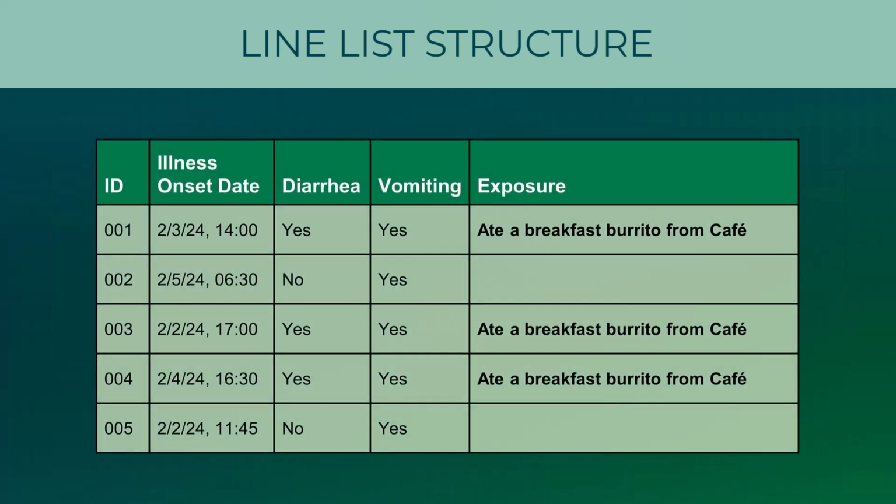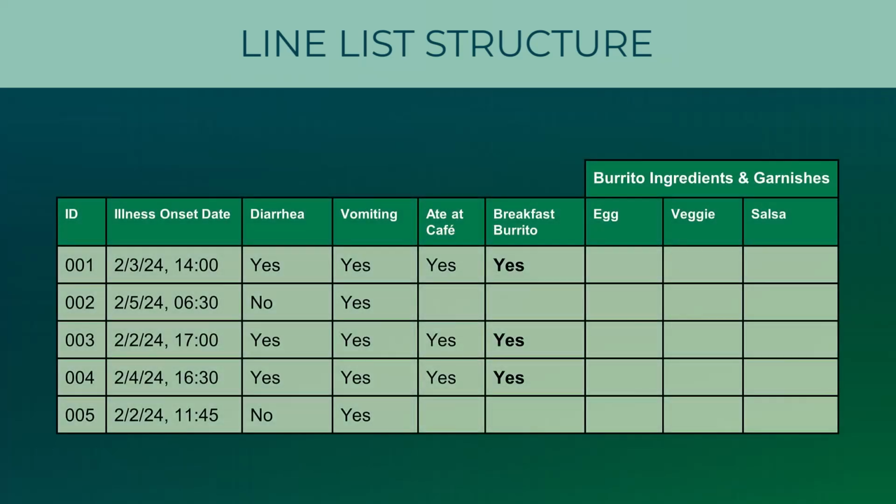For example, consider this subset of a line list. After discovering that multiple individuals associated with an outbreak under investigation ate a breakfast burrito at the same local cafe, a case investigator may decide to add variables to their line list related to breakfast burritos. They may include new columns indicating whether ill individuals ate at the cafe during the period of interest, ate a breakfast burrito, and if so, the type of burrito and the ingredients, including garnishes and condiments, in each type of burrito for sale at the cafe.